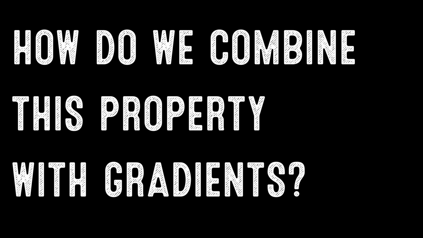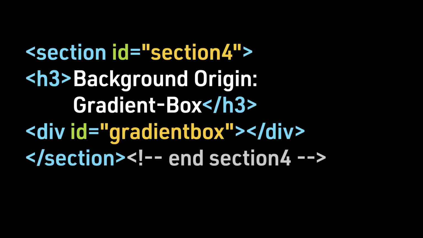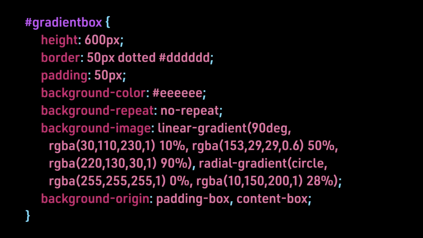How do we combine this property with gradients? You can also use this property with gradients that we just learned about. Here is the HTML, and here is the CSS. In this example, we are combining a linear gradient that will begin at the inner edge of the padding and a radial gradient in the content box.